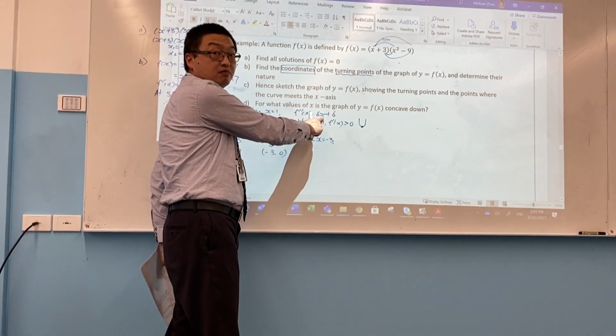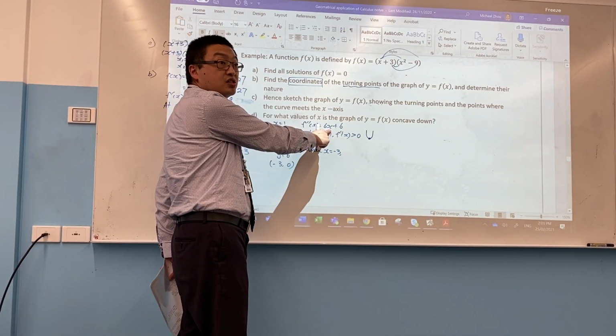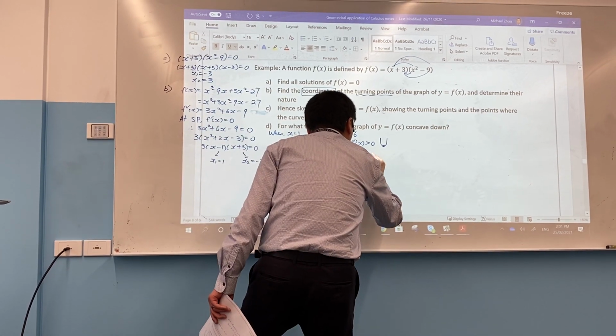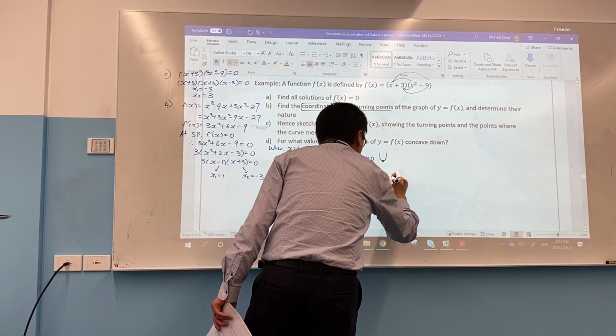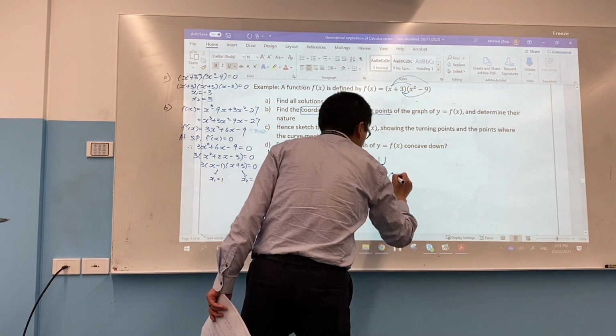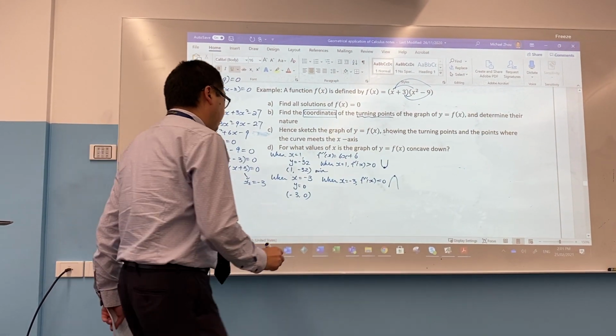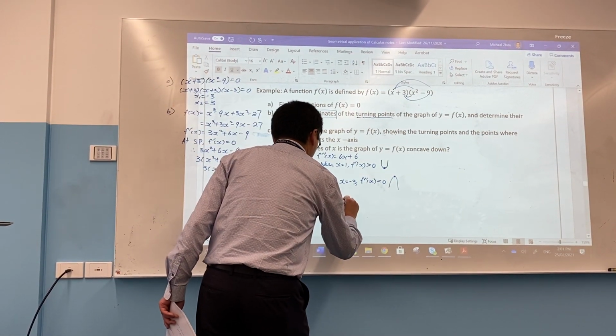That's negative 18. Negative 18 plus 6, negative 12. Therefore, f double dash x is smaller than 0. It's concave down. Therefore, you have a maximum point. Therefore, this one is a maximum point.